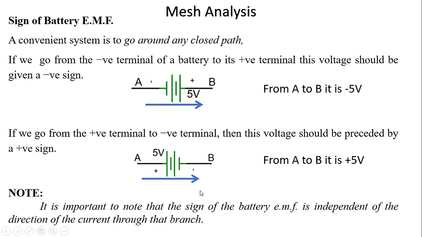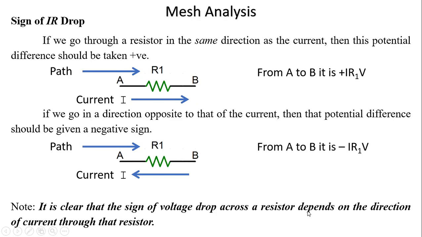It is important to note that the sign of the battery will not be decided depending on the current direction. It will be decided depending on the path direction. When you are going from A to B, negative means negative, negative to positive means negative, positive to negative is positive. Similarly, the sign of an IR drop: if we go through the resistor in the same direction as the current, meaning the path direction and the current direction are both the same, then we have to consider that potential difference as a positive potential difference.